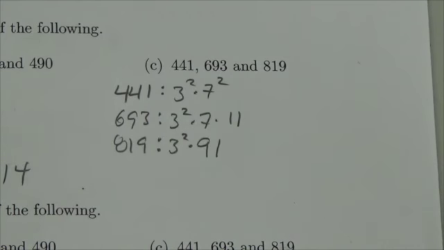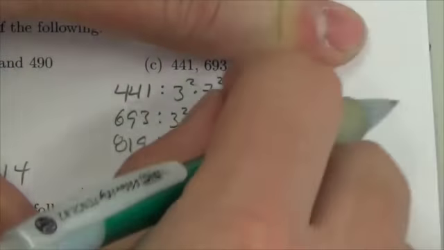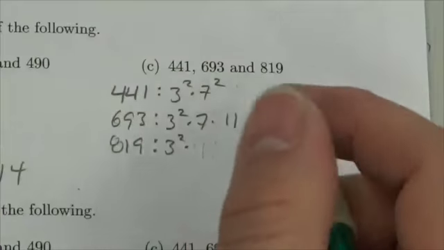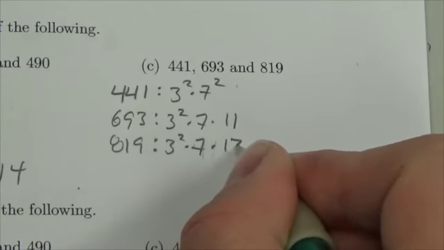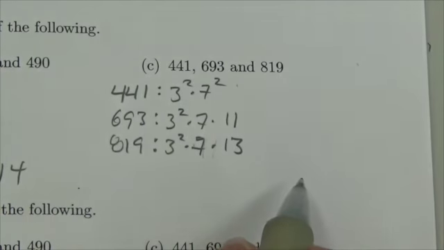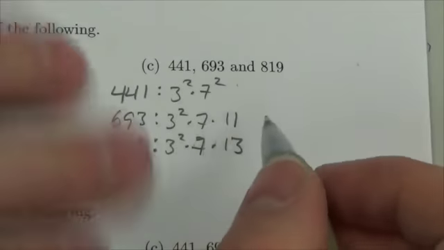Now that, I don't know why I wrote that down. 91 is in fact divisible by 7, and then with the 13 here. So here are my prime factors of 819.